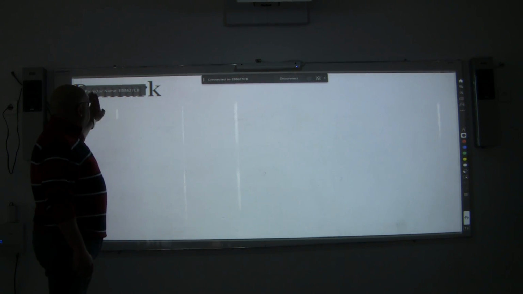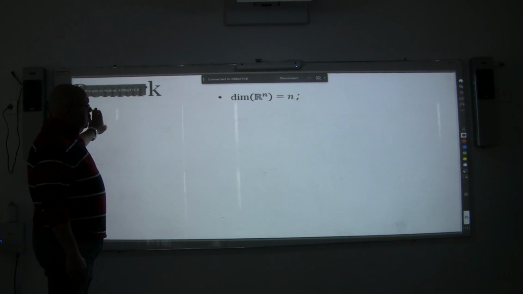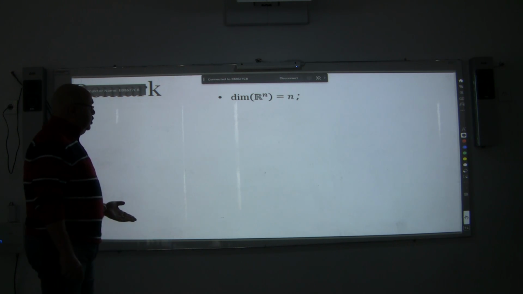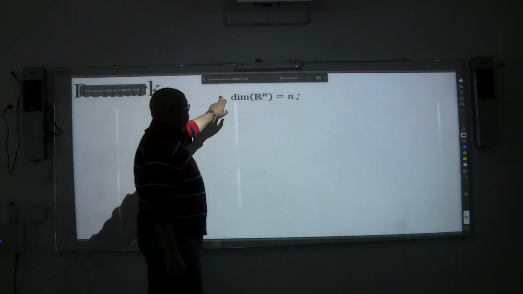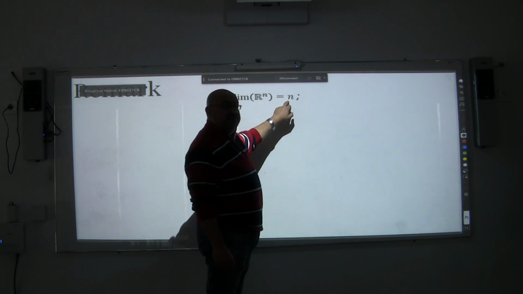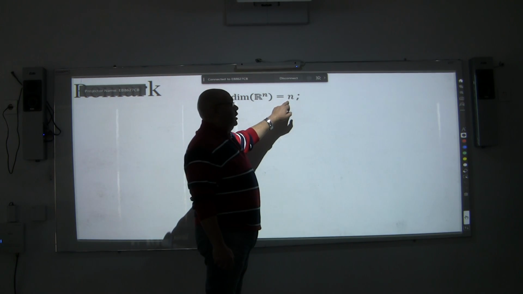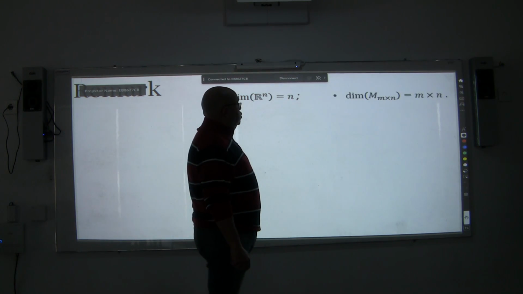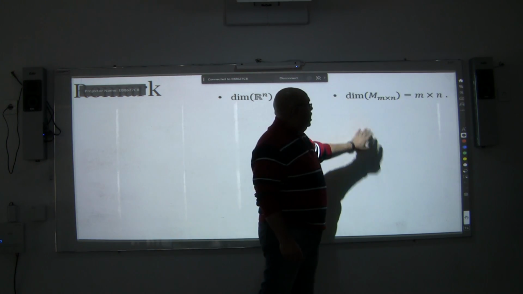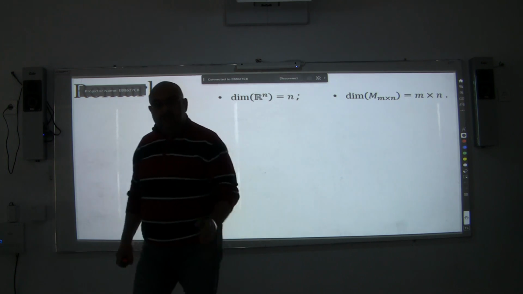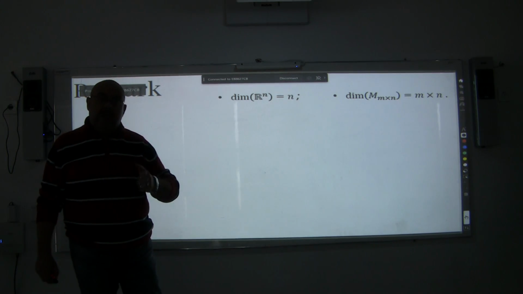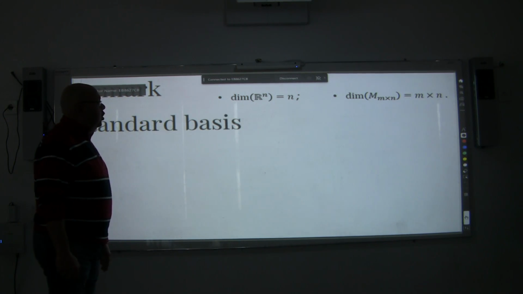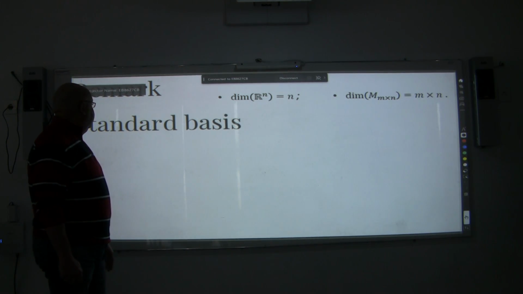According to our remarks, we also went through dimension. The dimension of Rn is simply the number of vectors in the basis generating set, so it's n. And the dimension of the set of m by n matrices is equal to m times n.